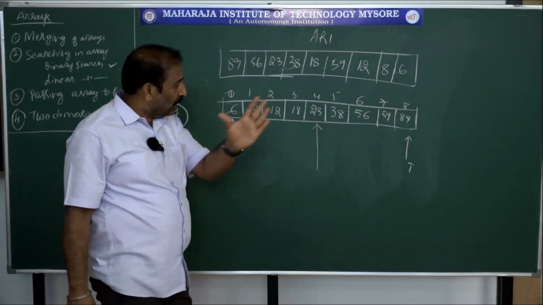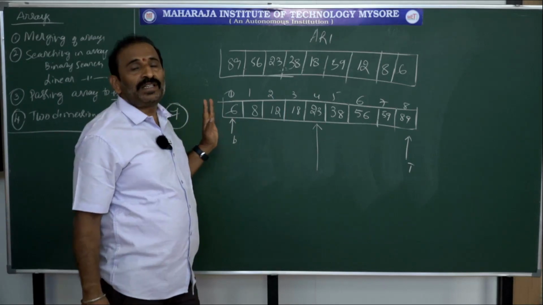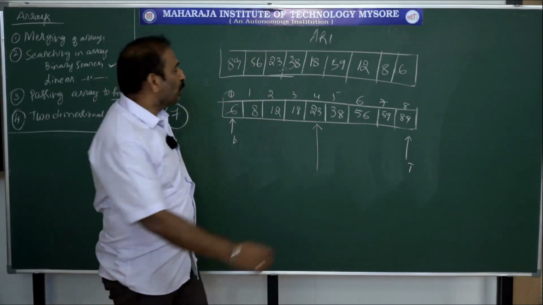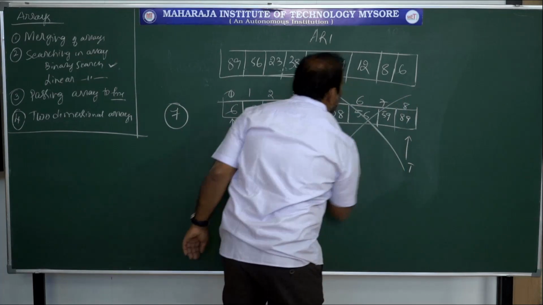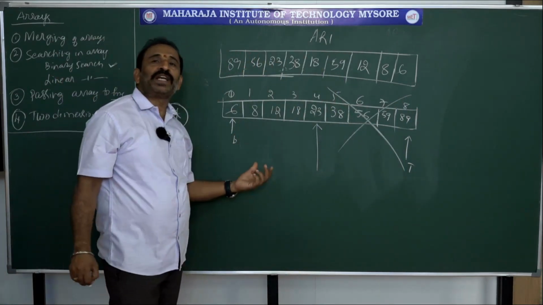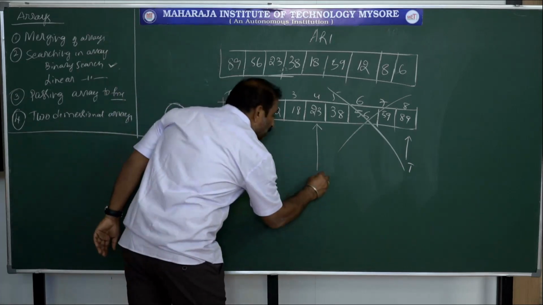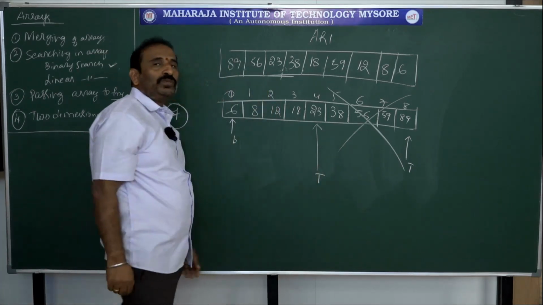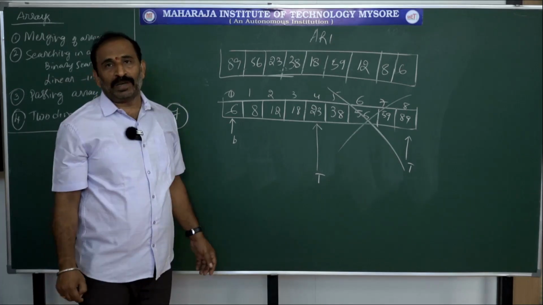I don't know whether 7 is there or not. If a 7 is there, it is to the left side. It cannot be to the right side. So therefore, I don't do any searching on the right. I search only to the left side. Now, I consider this one as the top element.